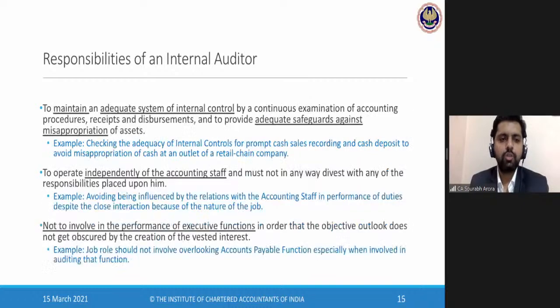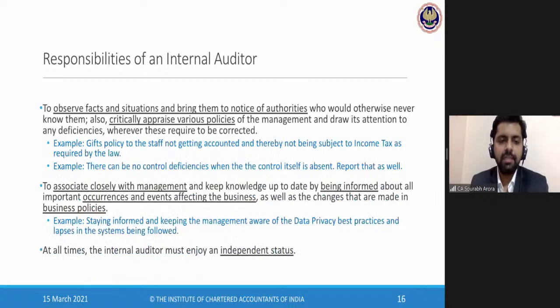So now we'll come back to the topic: responsibilities of an internal auditor. A, to maintain an adequate system of internal control, adequate safeguards against misappropriation of assets. Then to operate independently of the accounting staff. Then to not involve in performance of executive functions. Then to observe facts and situations and bring them to the notice of authorities, and critically appraise various policies. Please remember this term: critically appraise the policies of the management, and draw its attention to any deficiencies wherever these require to be corrected.